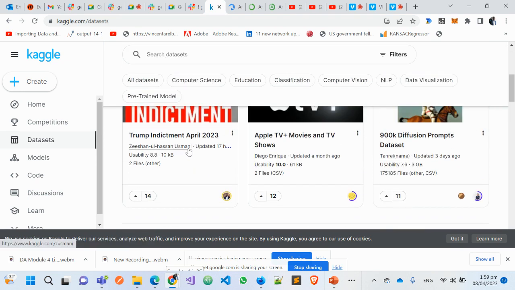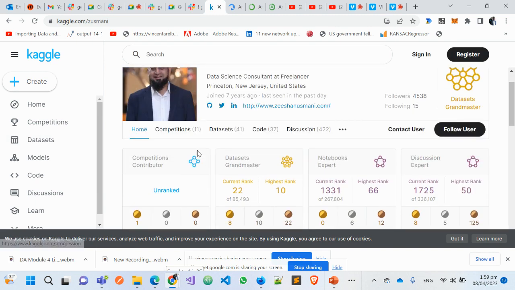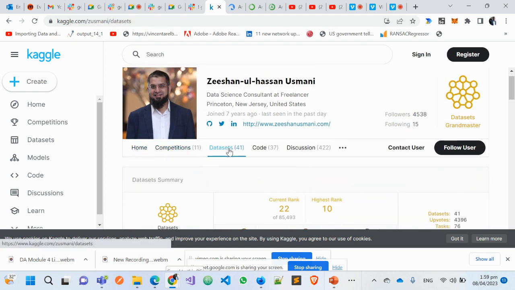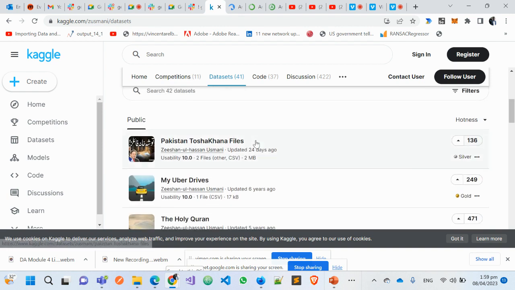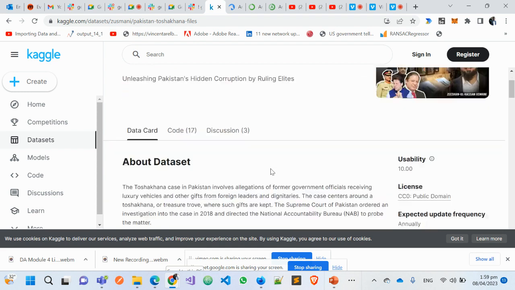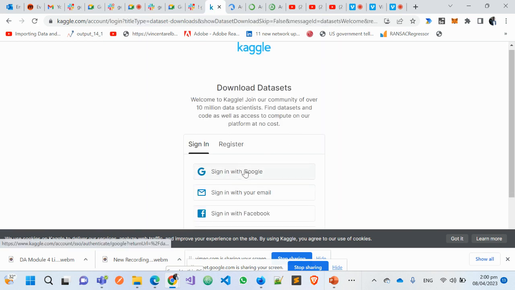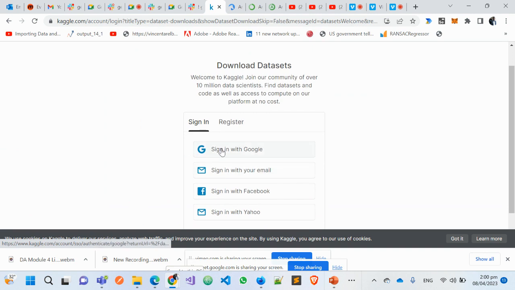Say, for instance, I'm accessing this dataset. Here, he has about 41 datasets. He's a data science consultant and freelancer, Princeton, New Jersey, United States. Let me check his datasets that are available. We have Parkinson files, and here we have the download button, which is 2 megabytes. When I click on it, okay, I have to sign in for me to be able to download.